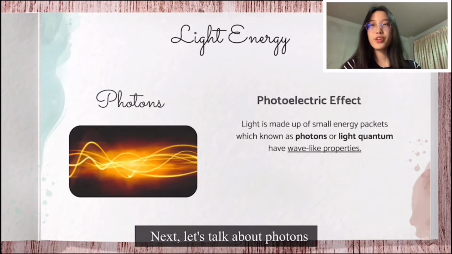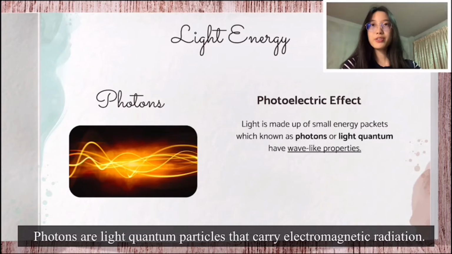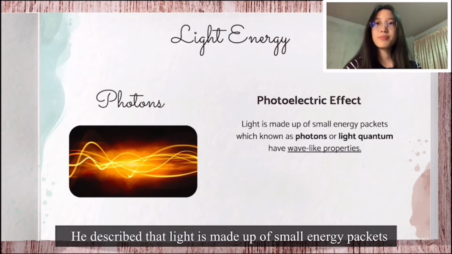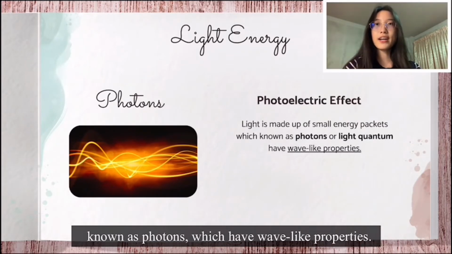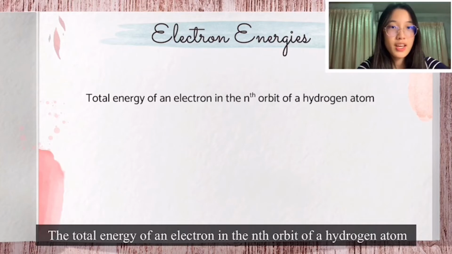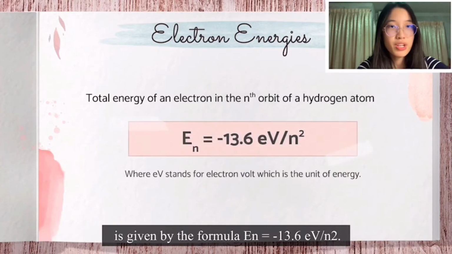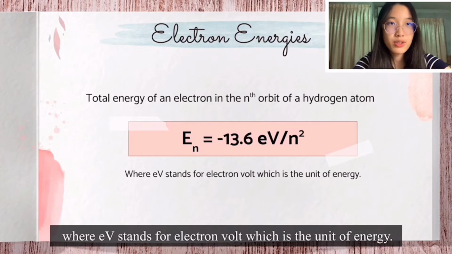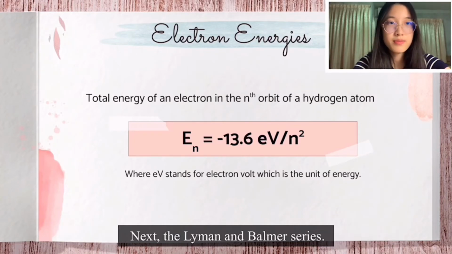Next, let's talk about photons. Photons are quantum particles that carry electromagnetic radiation, and the original concept is explained by Einstein's photoelectric effect. He described that light is made up of small energy packets known as photons. It also has wave-like properties. So the total energy of an electron in the n-th orbit of a hydrogen atom is given by the formula En equals minus 13.6 eV over n squared, where eV stands for electron volt, which is a unit of energy.